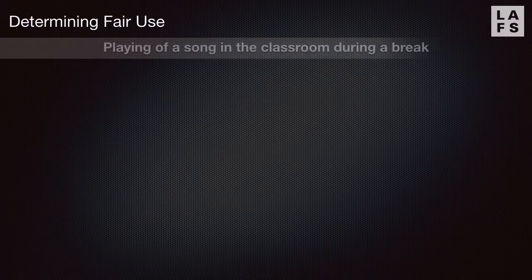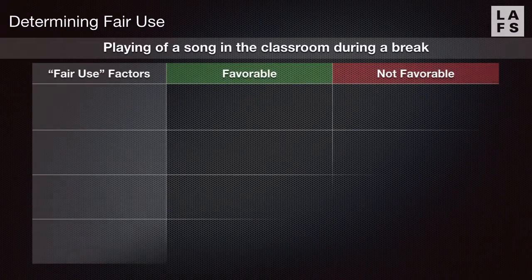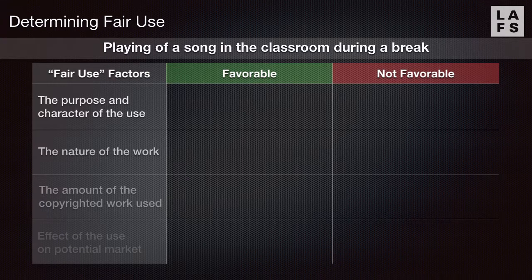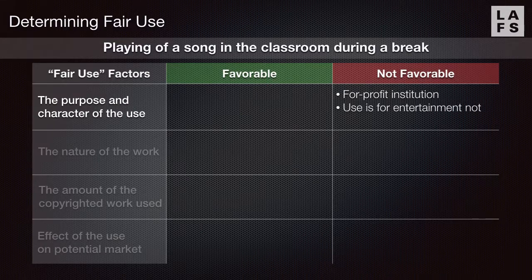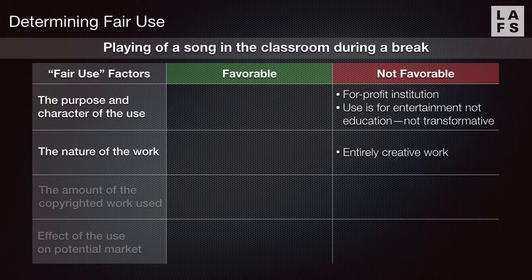Here's another example, playing of a song in the classroom during a break. Let's look at the fair use factors. The purpose and character of the use. Well, it's a for-profit institution, which leans against it being fair use. Also, the use is for entertainment, not education. It's not transformative at all. The nature of the work is extremely creative. It's a straight creative work.